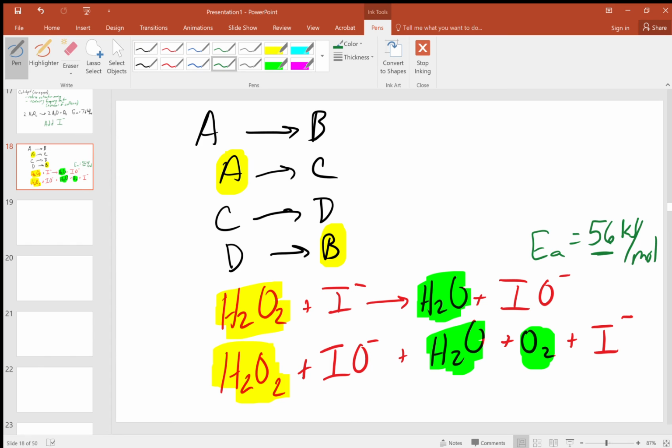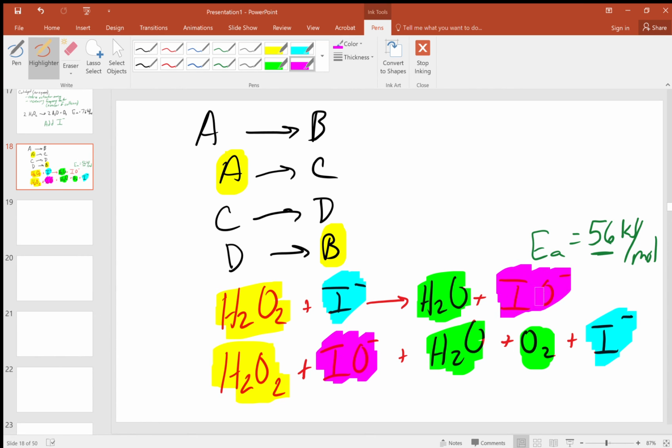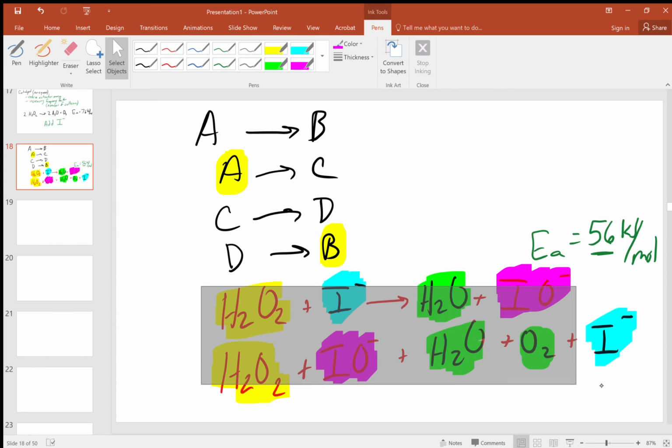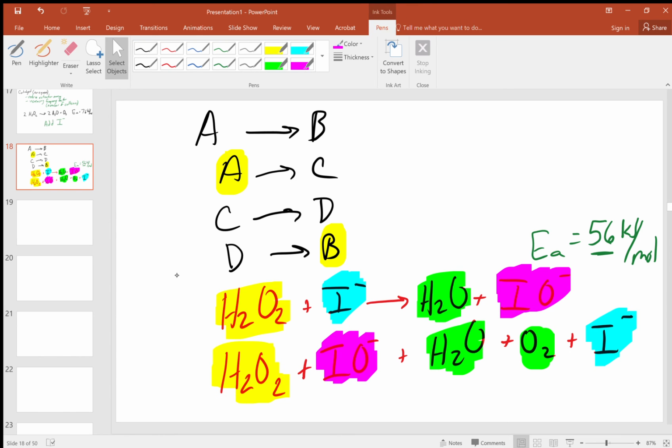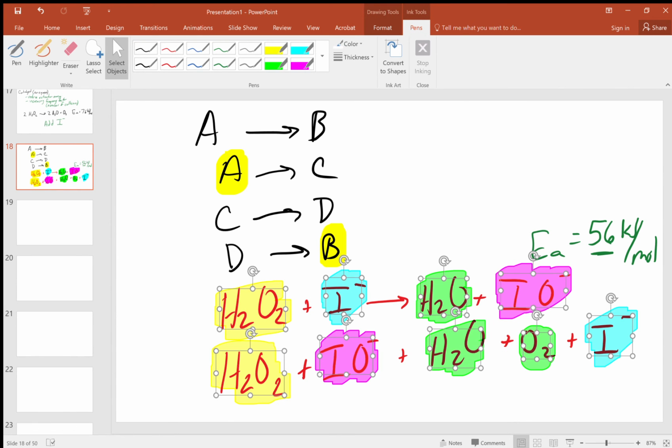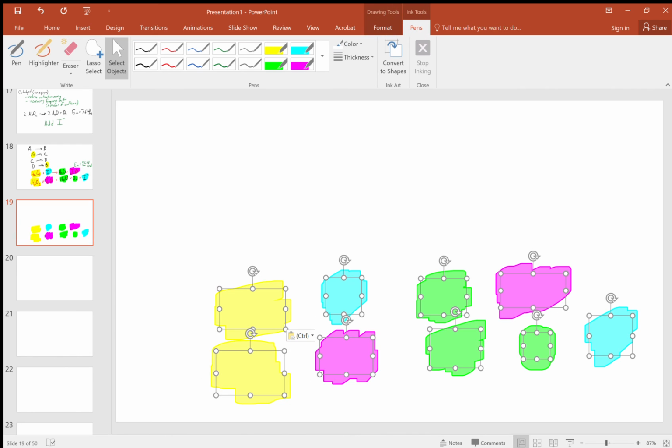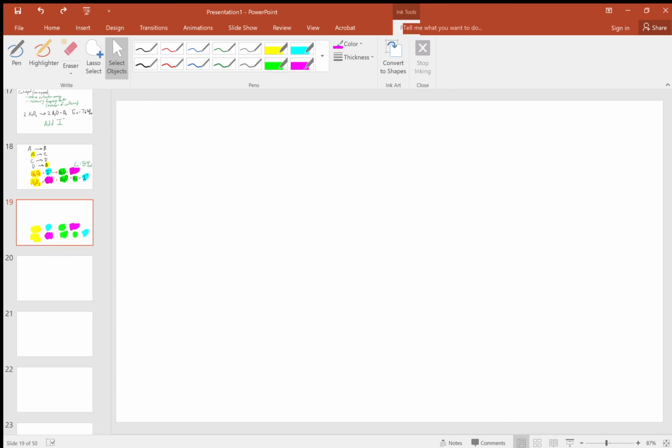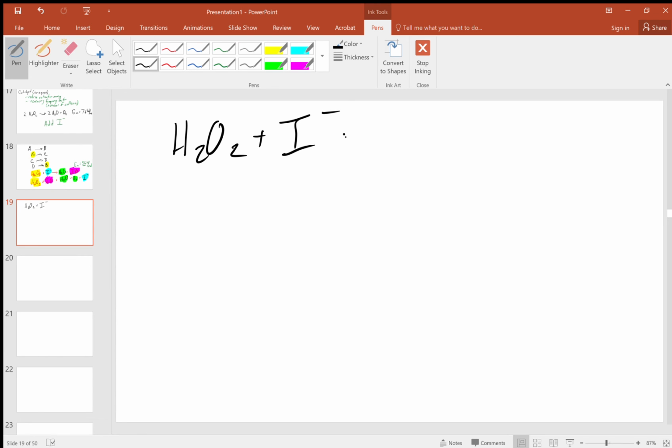But what about these other two species, I- and IO-? What are they? Well, that's not what we wanted. It brought over the highlighting, but not any of the text, so we'll just rewrite it.